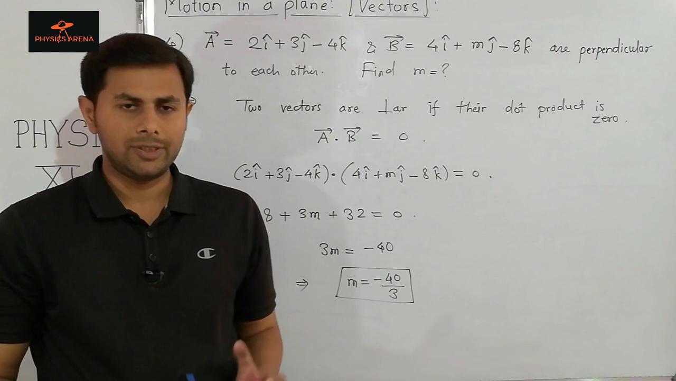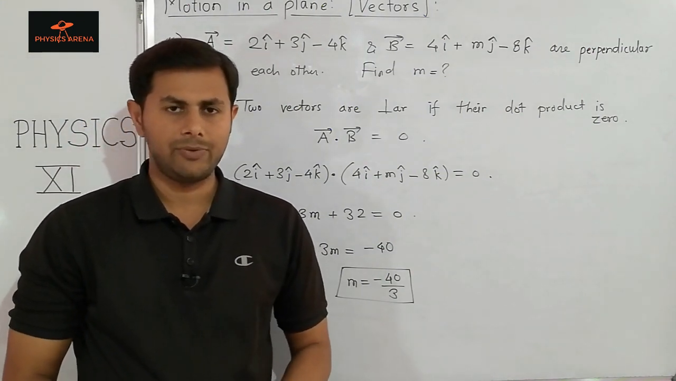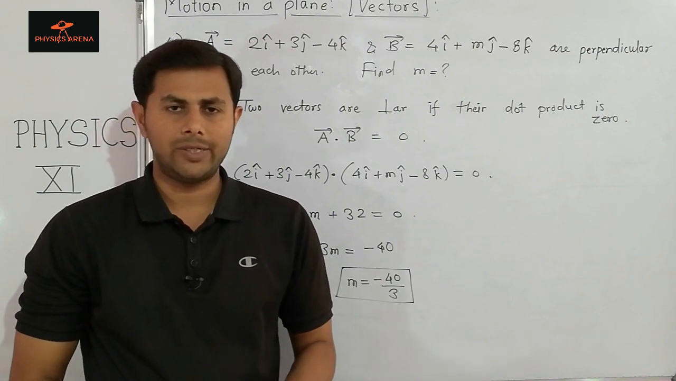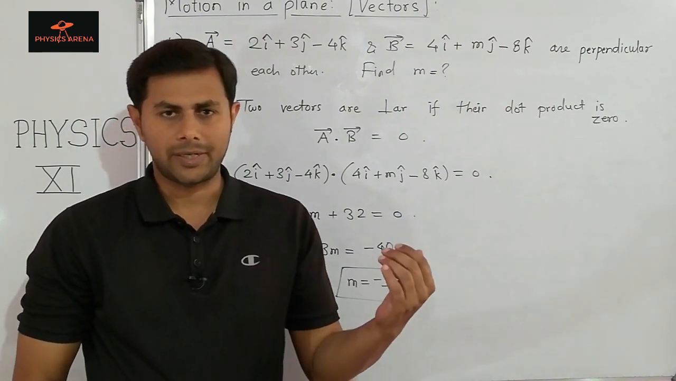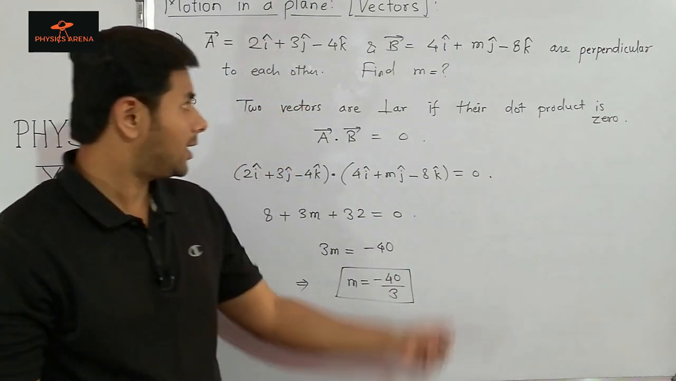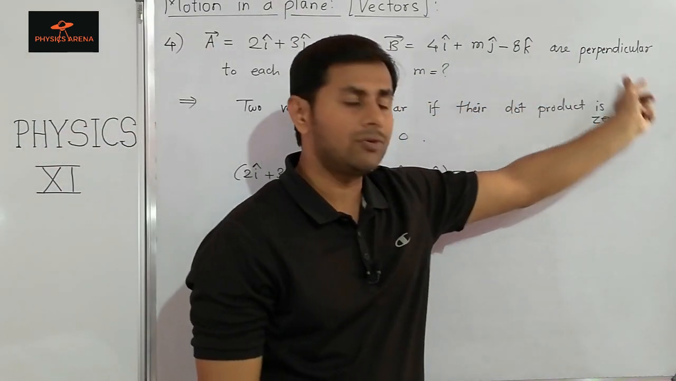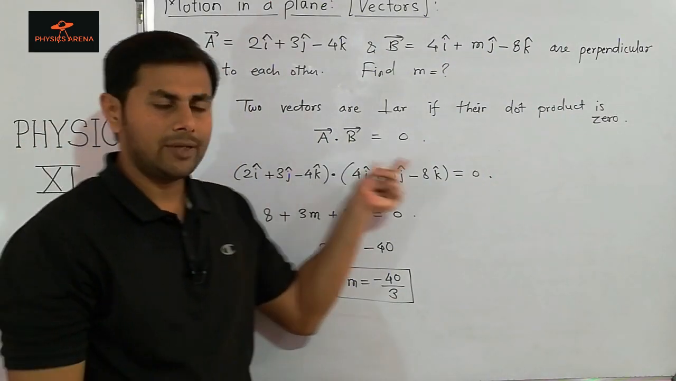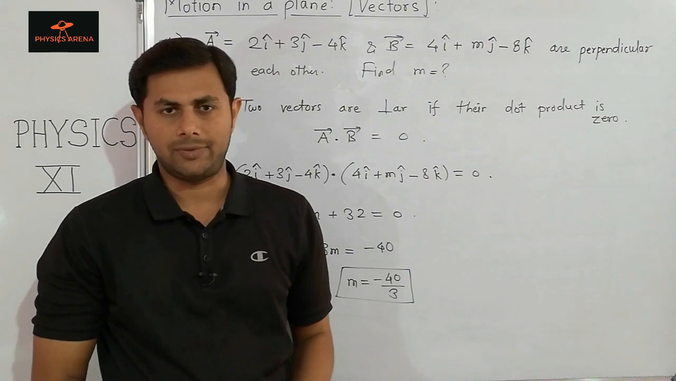So in this problem we have seen that if two vectors are parallel, then we check the ratio of their components and then find the unknowns, and if the condition given is that two vectors are perpendicular, then obviously the scalar product of the two vectors will be 0.